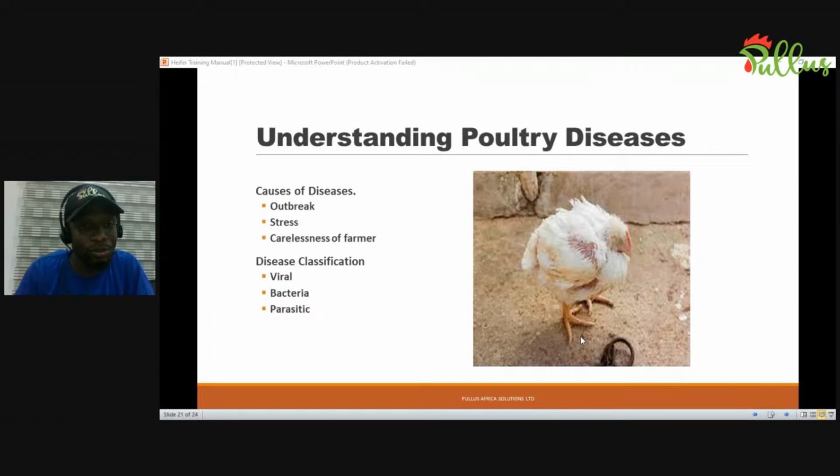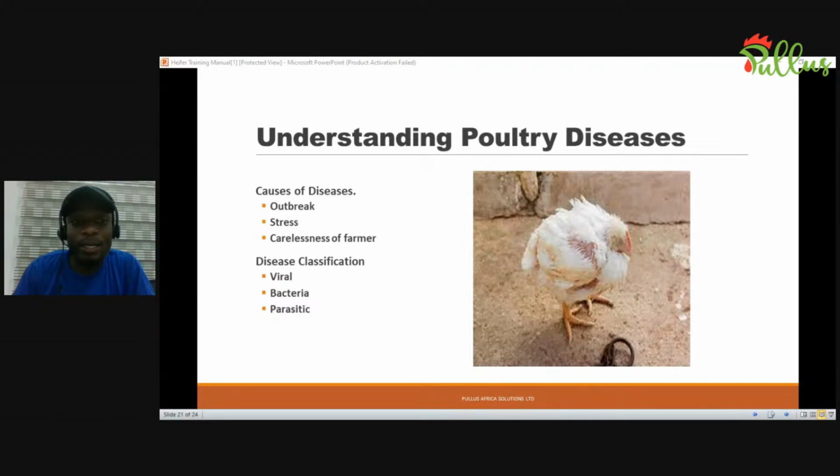That will save you costs, because if you're treating one problem or the other, you are also spending money on buying drugs at all times. Also, you might be losing one bird or the other, and before you know it, you that started with 50 birds, at the end of the cycle, you only have 35 or you have only 30 left, and that will affect your profit margin.